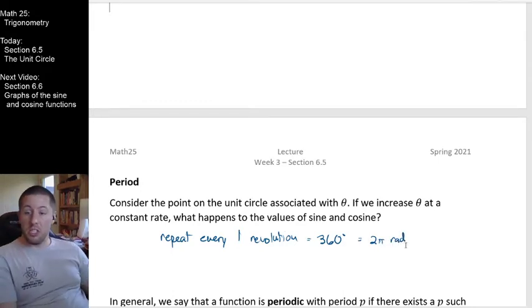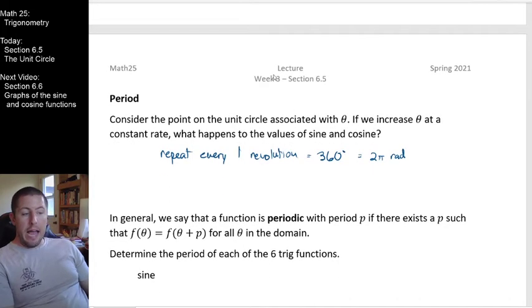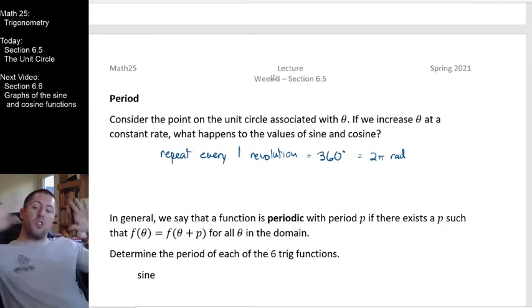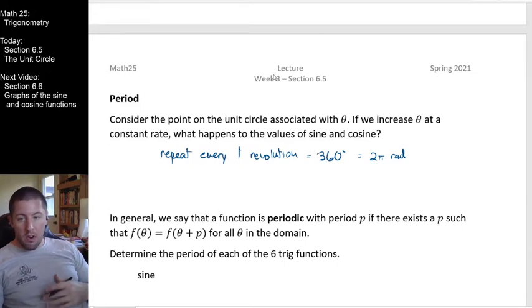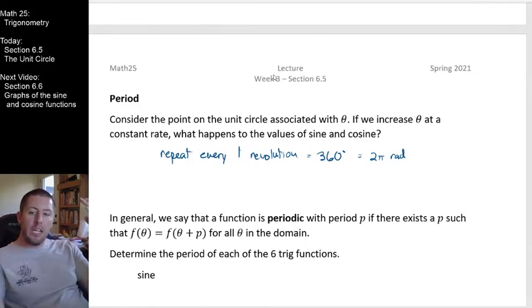So these functions are going to repeat themselves. That's really practical for us to know. In general, we say that any function, and this is a stretch beyond a trigonometry class, there are non-trigonometric functions that also experience repetition. This broad class of functions is referred to as periodic.